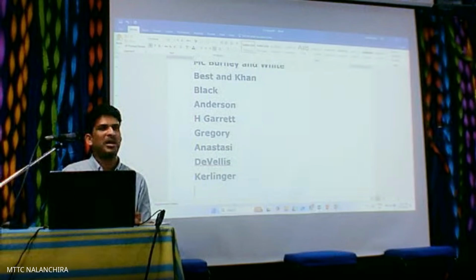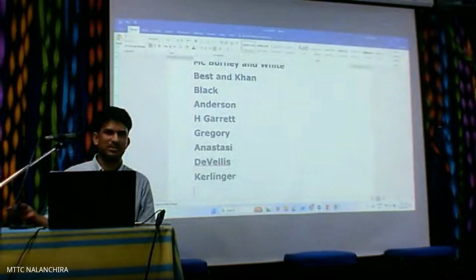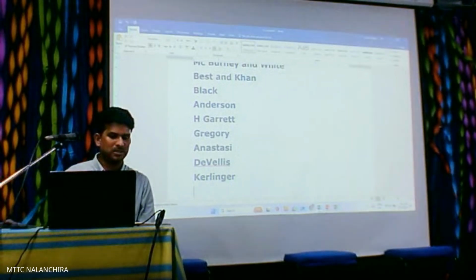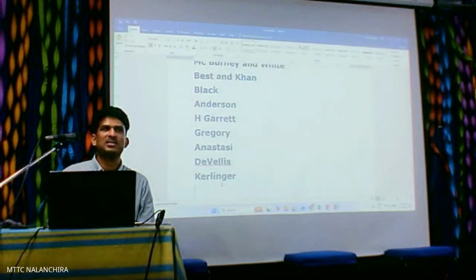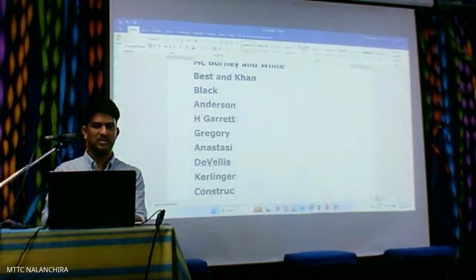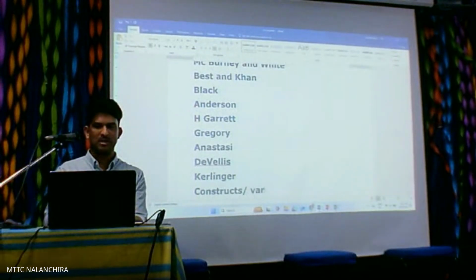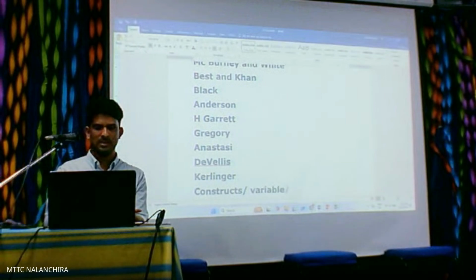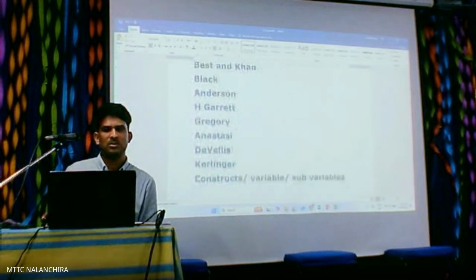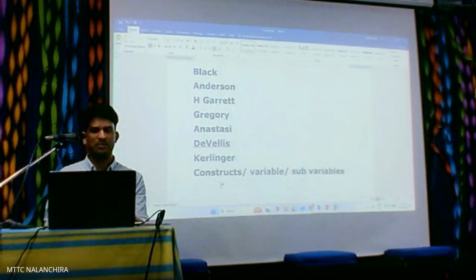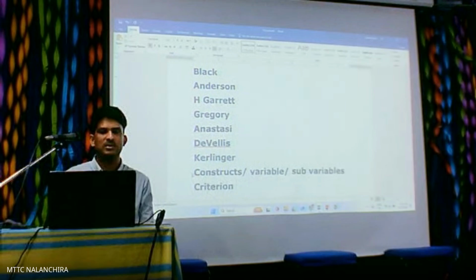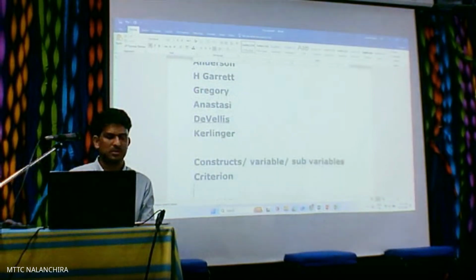Which component or dimension? Generally we put dimensions. It does not matter whether it is dimension or component. Sometimes construct and subconstruct, construct is also a usage. Variable, subvariable, these are all usages people use. Criterion is also used to address something. These are the terminology we generally use.